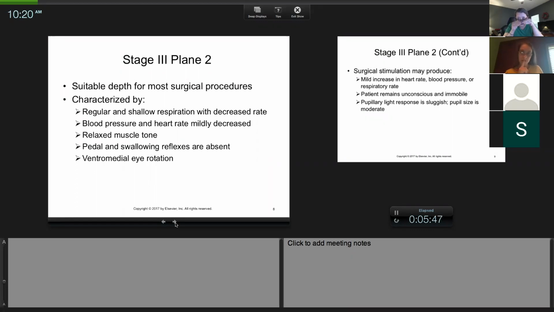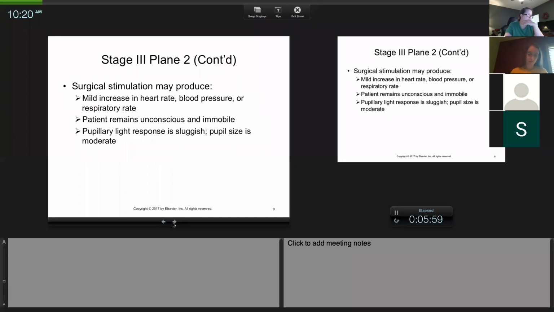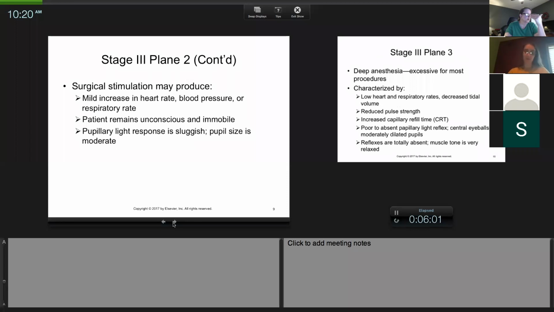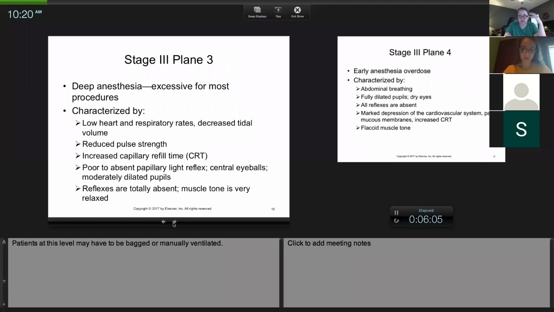So this is the stage where they're ventral medial. Sometimes you look at the eyeball and you almost can't even see it because it's rotated so far down. You just see the whites of the eye. That's fine. Perfect. That's what we want. Stage 3, plane 2, they're unconscious, everything is sluggish.